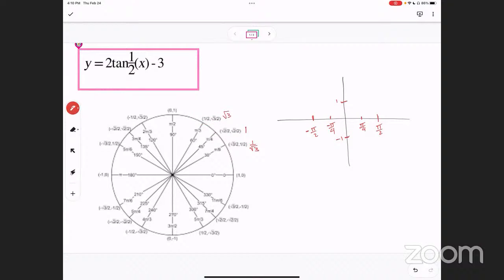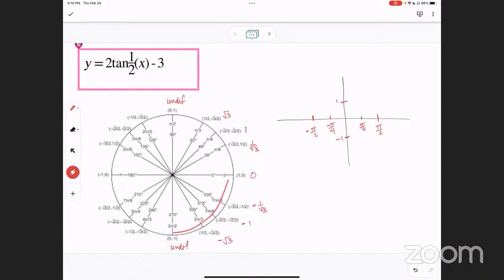You get how I'm doing this, guys? Yeah, I think. And how about this one? What's 1 divided by 0? That's undefined. And what's 0 divided by 1? That's 0. And so this would be negative 1 over root 3. This would be negative 1. And this would be negative root 3. And this would also be undefined.